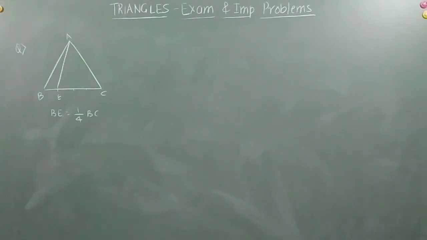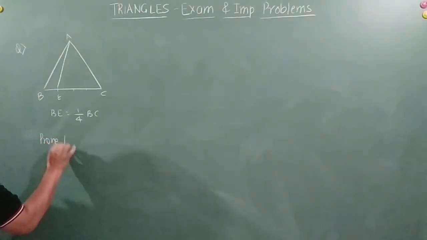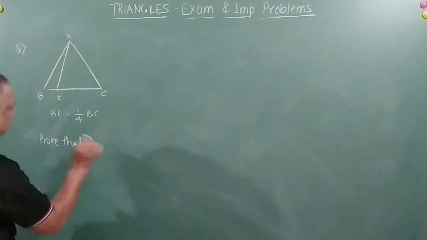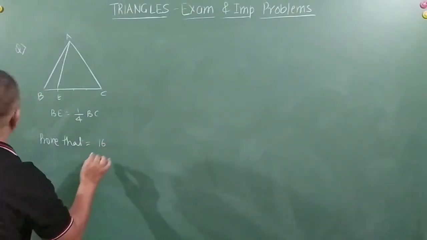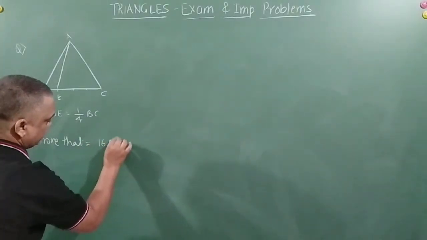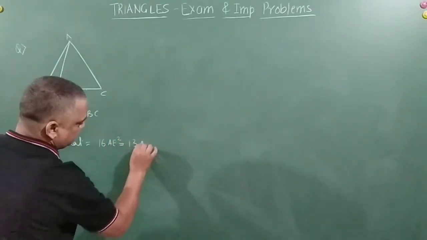Then we are expected to prove that 16 AE square is equal to 13 AB square.